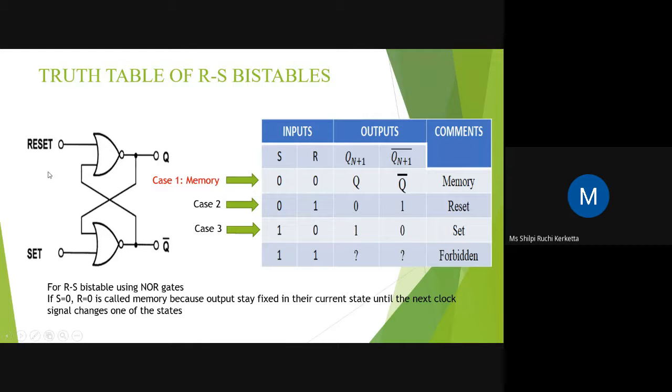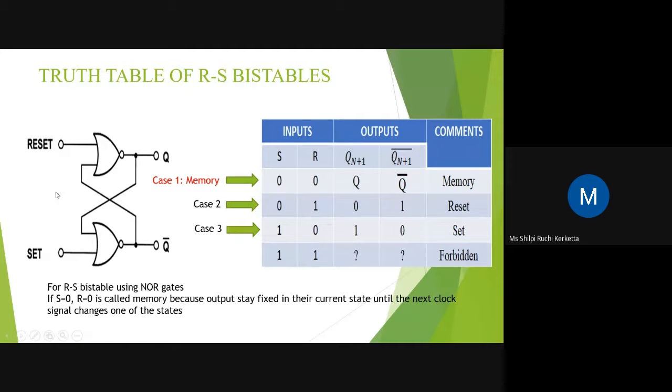So here we have set and reset. We put set down at the second NOR gate, and reset we put in the first NOR gate. So these are the inputs, and the output for this first NOR gate is Q, and the output for the second NOR gate is Q dash. So remember, this set is down and this reset is up.